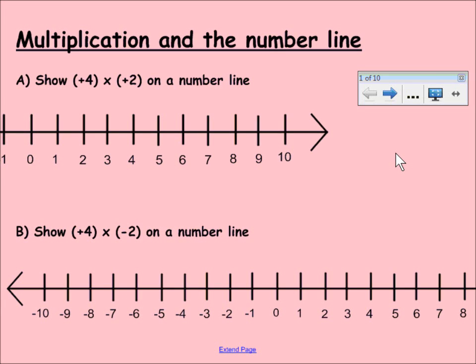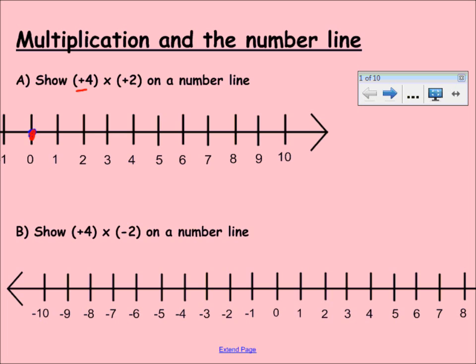This is 8.2, multiplication and the number line. So we're going to show positive 4 times positive 2 on a number line. We always start on the number line at 0, so we're right here. Red helps it pop a little bit more. We're going to show positive 4 times positive 2.